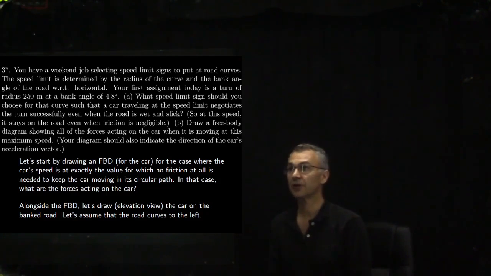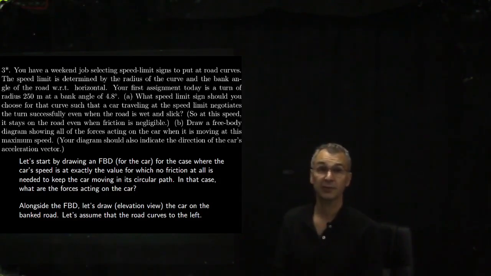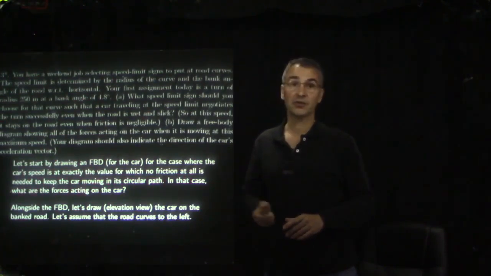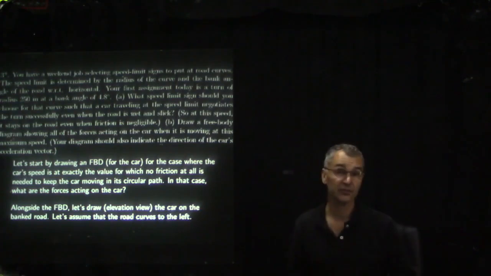Draw a free body diagram showing all of the forces acting on the car when it is moving at this maximum speed. Your diagram should also indicate the direction of the car's acceleration vector. This is an interesting problem. Let's start this by drawing a free body diagram for the car, for the case where the car's speed is at exactly the value for which no friction at all is needed to keep the car moving on its circular path. In that case, let's figure out what the forces are acting on the car. So actually, in that case, there is no friction.